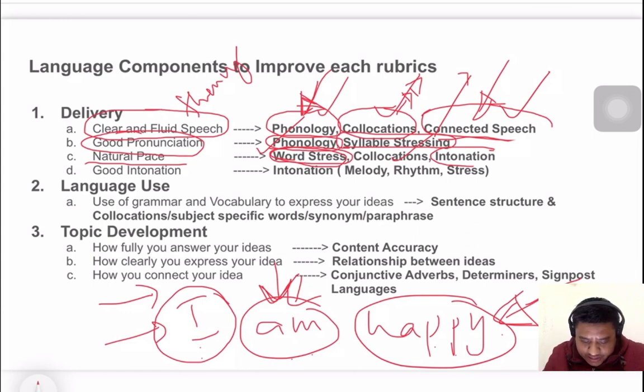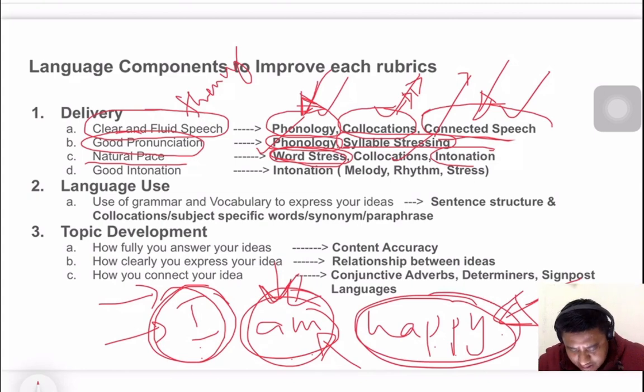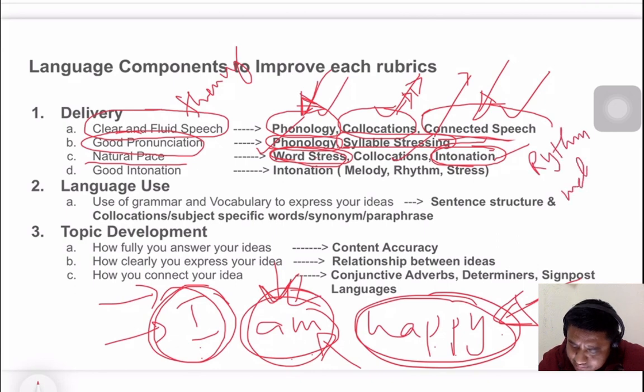See, I am happy. What I did here is I stressed am, so I spent more time there, and then I again moved quickly through happy. Can you see it? This changes the pace of your speech, which in turn improves your intonation. Now, what do you mean by intonation, right? Intonation is nothing but a combination of rhythm, melody, and stress.